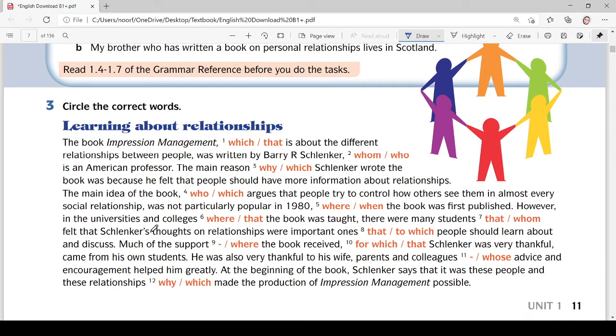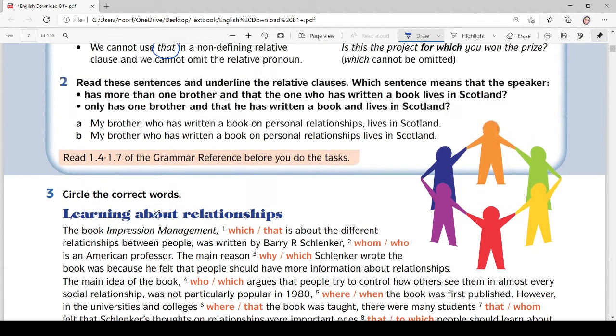Okay, the book. Sekejap, before that kita tengok ni dulu. Read these sentences and underline the relative clauses. Okay. Which sentence? Kita cari dulu relative clauses. My brother, who has written a book on personal relationships, lives in Scotland. So, who has written a book on personal relationships ni adalah relative clauses dia.